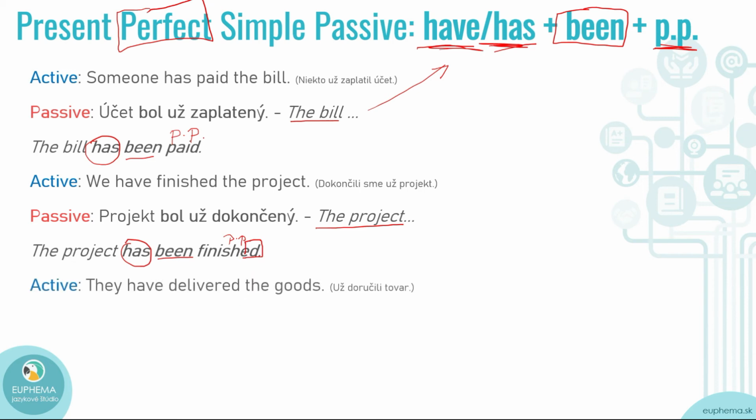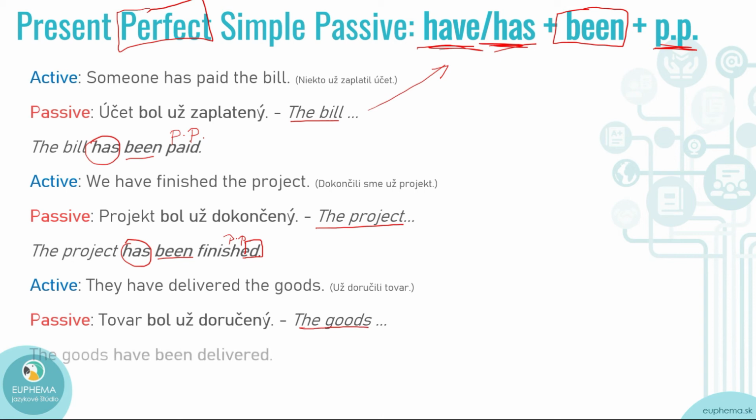And last, they have delivered the goods. We don't know who, so passive is superb now. The goods, let's see. The goods have been delivered. Have, because goods are plural. And again, been plus past participle of the verb deliver, which is regular, so only ed.